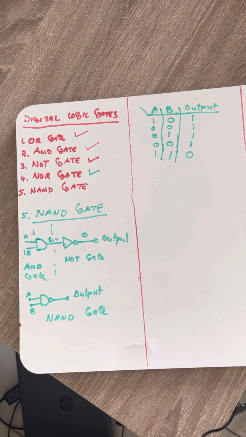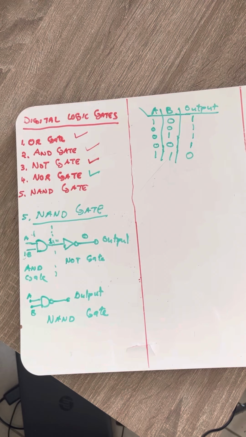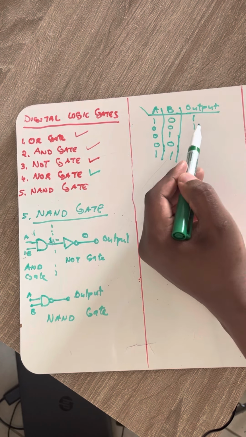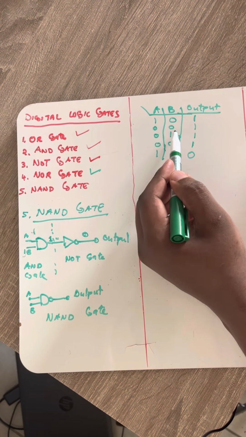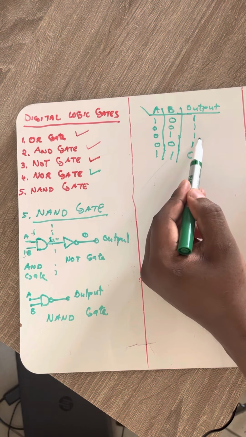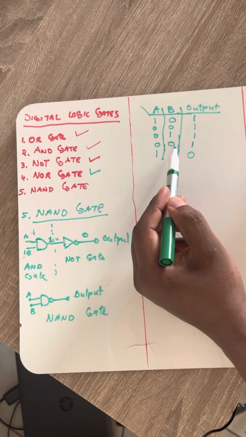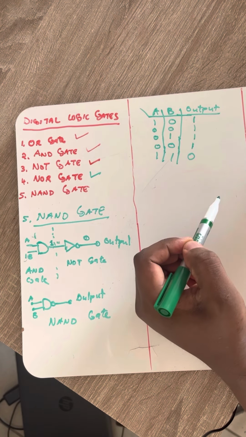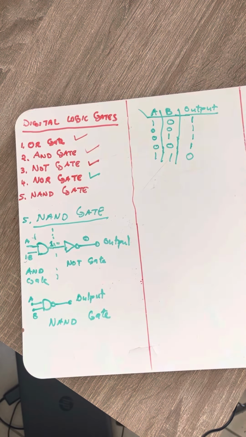So a NAND gate, let's recap again. A NAND gate is a combination of an AND gate and a NOT gate, right? Here's the truth table. A1, B0, output 1. A0, B0, output 1. A0, B1, output 1. A1, B1, output equals 0.